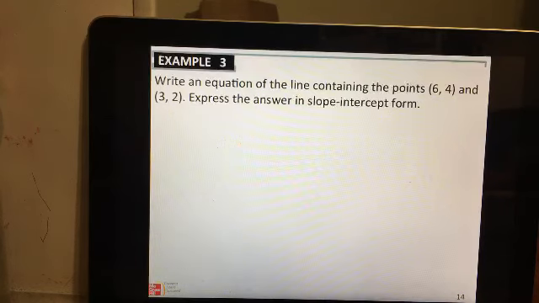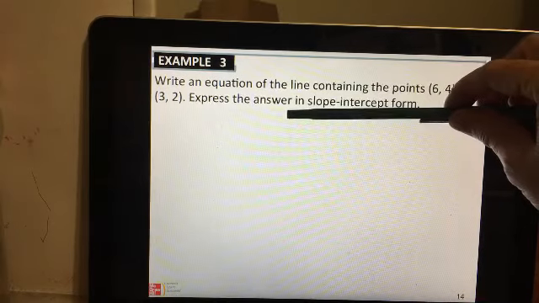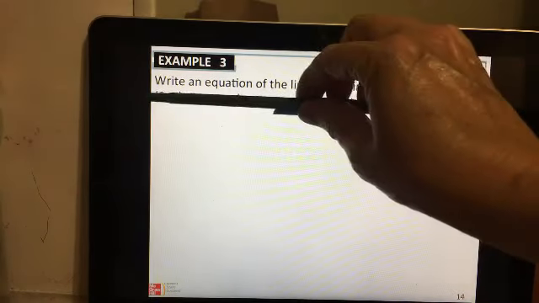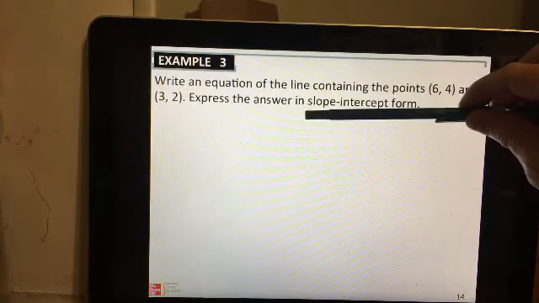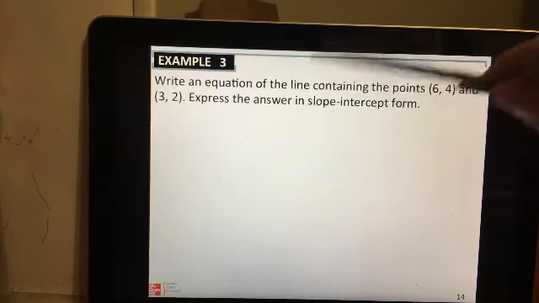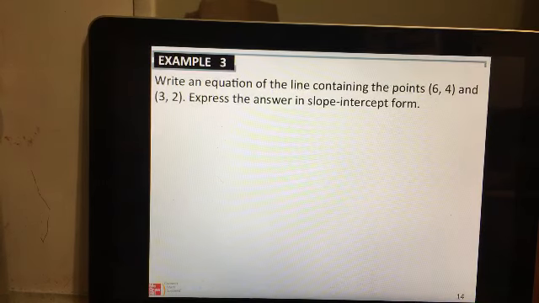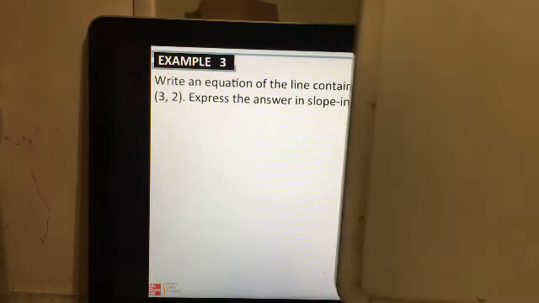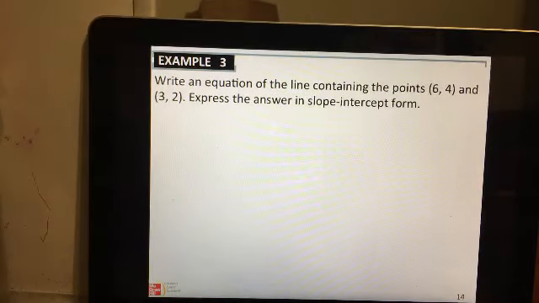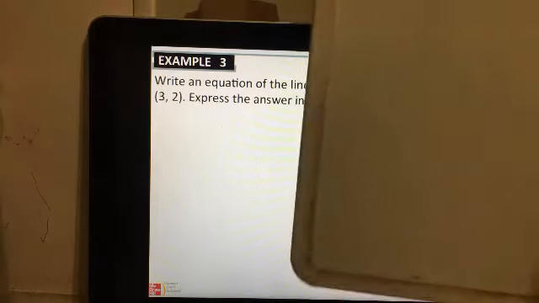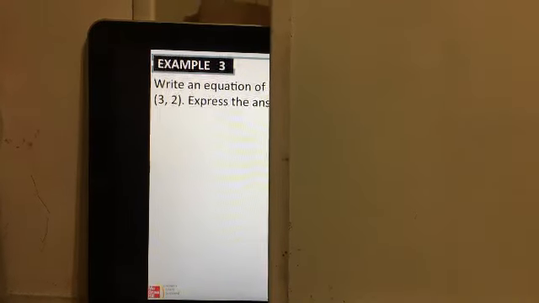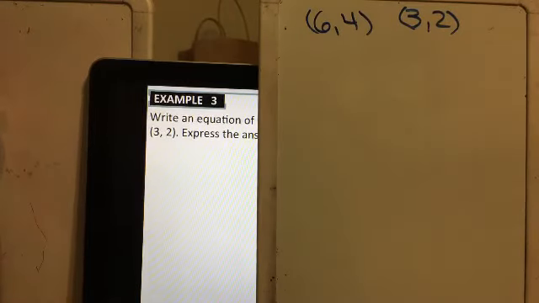Now, let's see how we're supposed to leave this one. We're supposed to leave this one in slope-intercept form. They're giving us 2 points, and we have to come up with an equation of a line in slope-intercept form. So the first thing I'm going to do is do it for you, and then we're going to see their solution so that you see me work through it a little bit slower. (6, 4) and (3, 2) are the points. I've written them at the top of my screen.